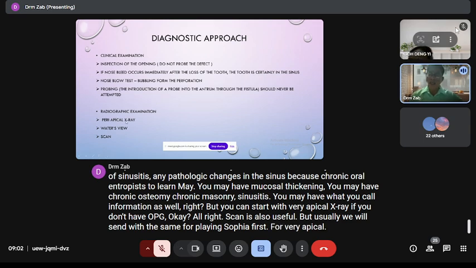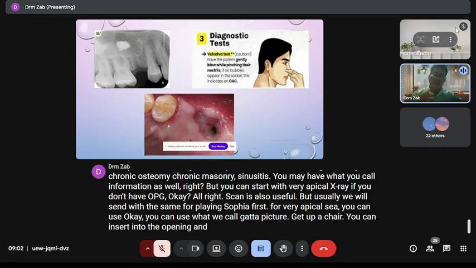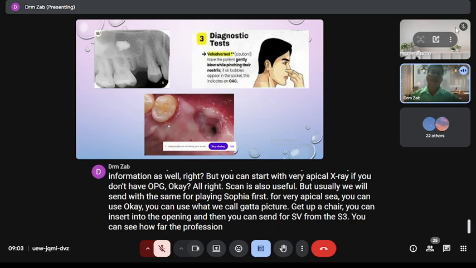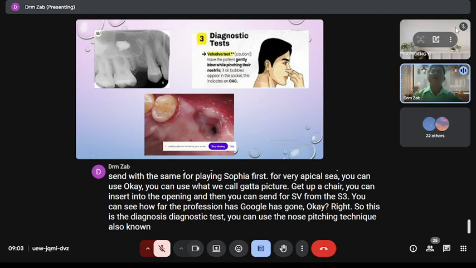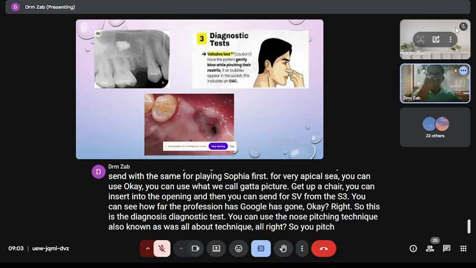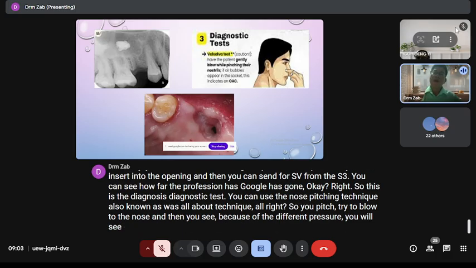For a periapical X-ray, you can use what we call gutta percha. You can insert the gutta percha into the opening, and then send for X-ray. From the X-ray, you can see how far the perforation has gone. So this is the diagnostic test. You can also use the nose pinching technique, also known as the Valsalva technique. You pinch and try to blow through the nose, and because of the different pressure, you will see bubbling in this particular area.